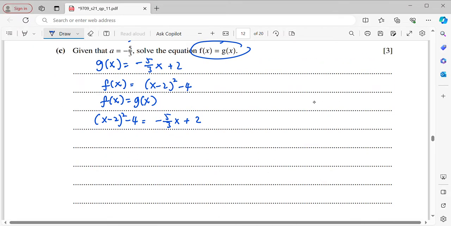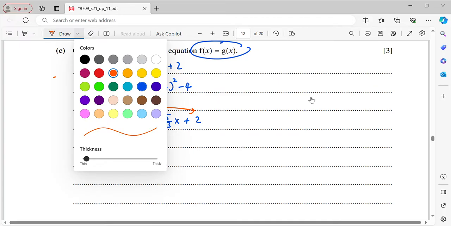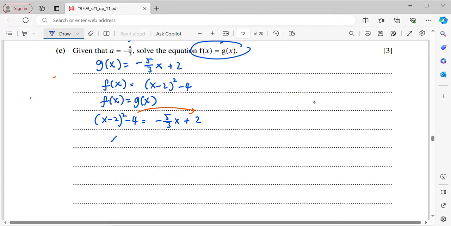Okay, so first of all, to solve this means that you need to find x. So the minus 4 will be moved to the right side. When I move the minus 4 to the right side, it's going to be (x minus 2) squared equals negative 5 over 3 x plus 6. Okay, then from here I will do expansion for the left hand side. Therefore, this is going to be x squared minus 4x plus 4. Then the right side, you can just rewrite.